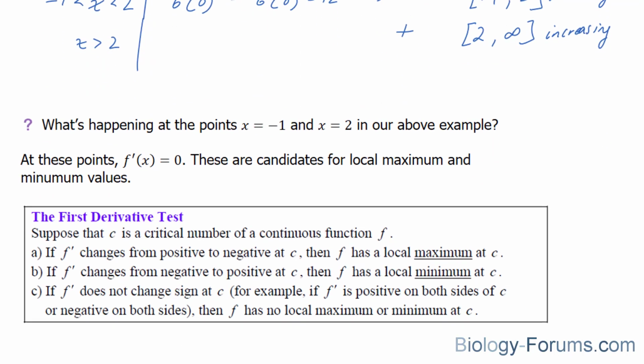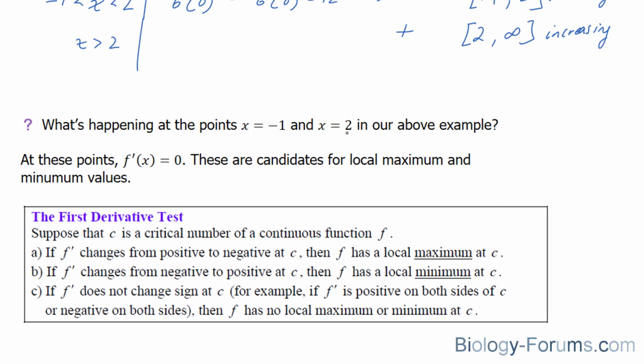What's happening at the points x is equal to negative 1 and x is equal to 2 in our above example? At these points, f prime of x is equal to 0. These are candidates for local maximum and minimum values. Now, to find out, we're going to use the first derivative test. The first derivative test tells us that suppose c is a critical number of a continuous function f, and the critical numbers we found were negative 1 and 2.